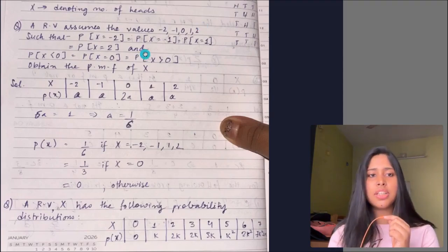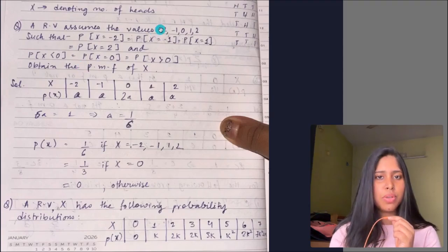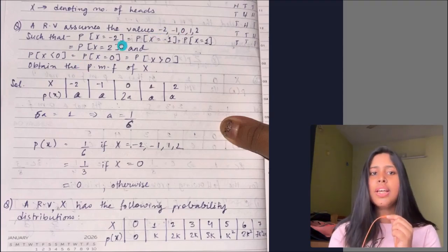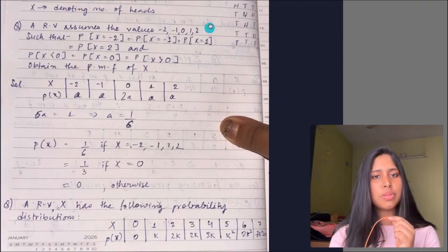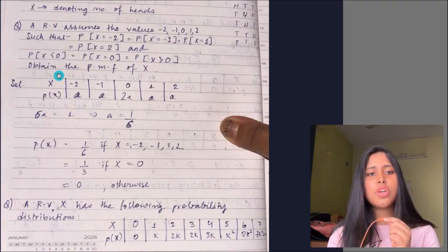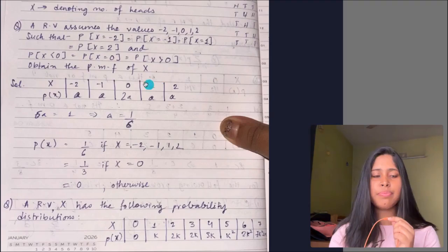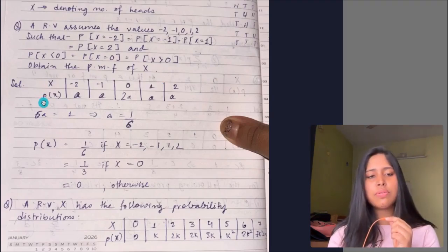And again a condition is given: probability of x less than 0, which means this portion, is equal to probability of x equals 0, which means this value, and is equal to probability of x more than 0, which is this portion. All right. Now you have to obtain the PMF of x. See, you will jot down the values of x. What are the values of x given here? -2, -1, 0, 1 and 2.